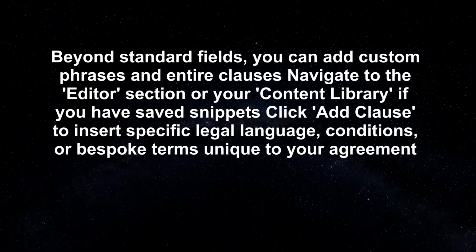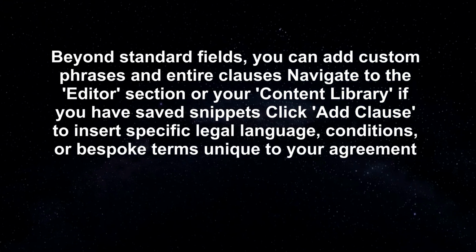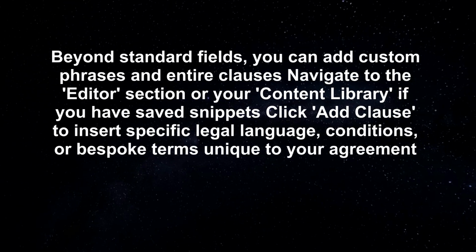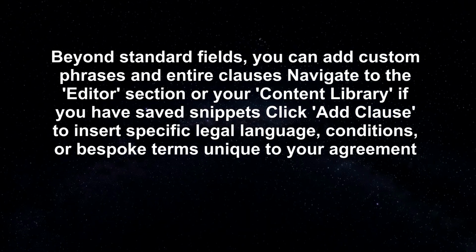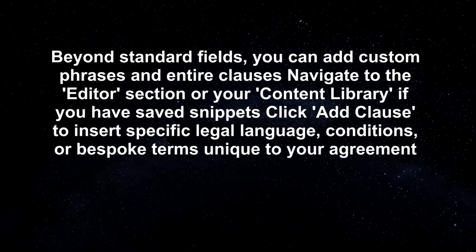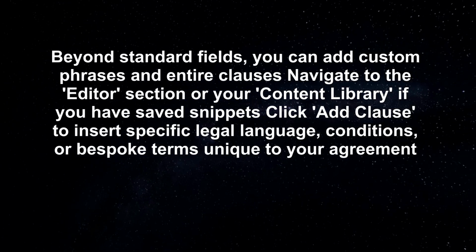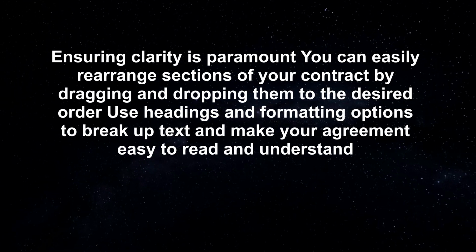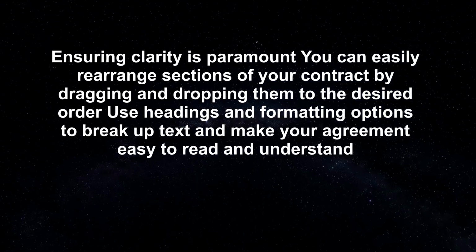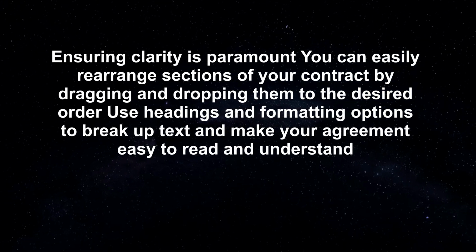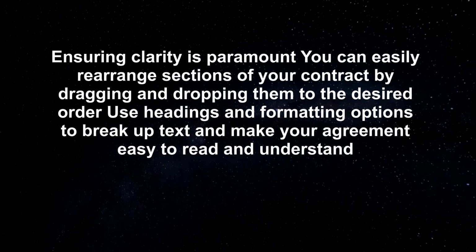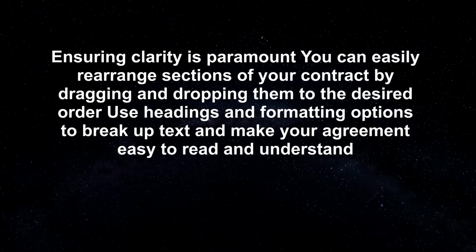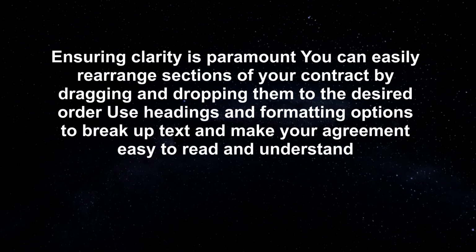Navigate to the Editor section or your content library. If you have saved snippets, click Add Clause to insert specific legal language, conditions, or bespoke terms unique to your agreement. Ensuring clarity is paramount, you can easily rearrange sections of your contract by dragging and dropping them to the desired order. Use headings and formatting options to break up text and make your agreement easy to read and understand.